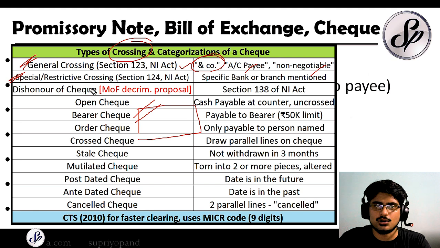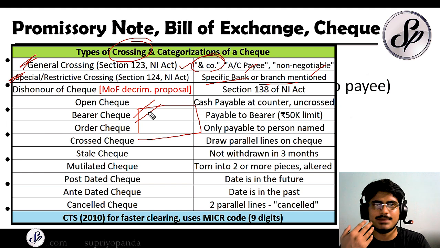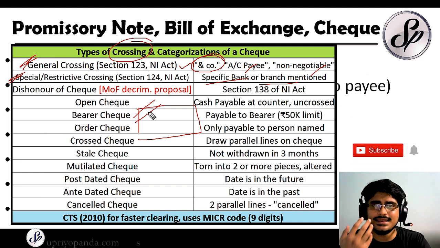Then you have the special or the restrictive crossings, which are governed under section 124 of the NI Act. This means that only a specific branch or a specific bank can be mentioned over there and you can get the payment. So in these parallel lines, if you have something written like State Bank of India, this means that only in a State Bank of India account can you go ahead and put the money. So it is a special kind of crossing.